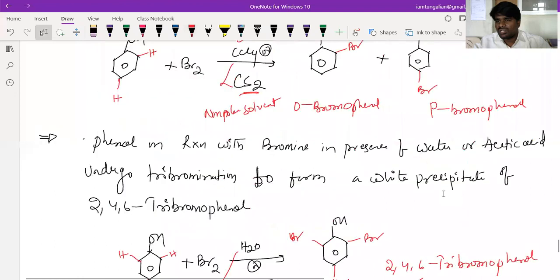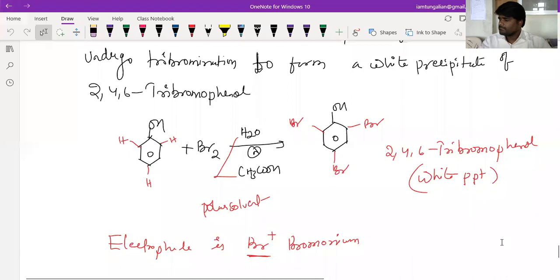So in presence of polar solvent, the extent of dissociation of bromine will be more, because of which all the susceptible positions undergo bromination. Whereas in presence of non-polar solvents, the extent of dissociation of bromine is very less, beta. It is preferentially undergoing monosubstitution. Is this clear, beta? Is this clear? Guys, is this clear?